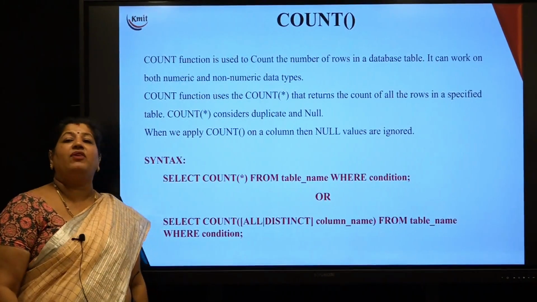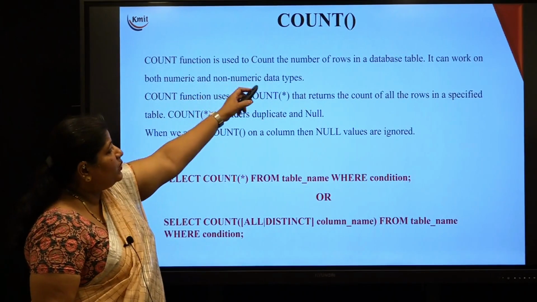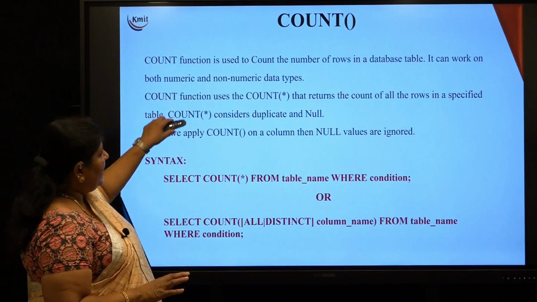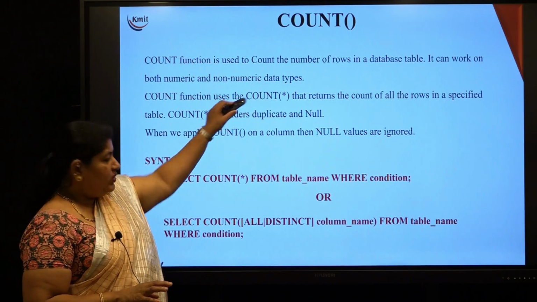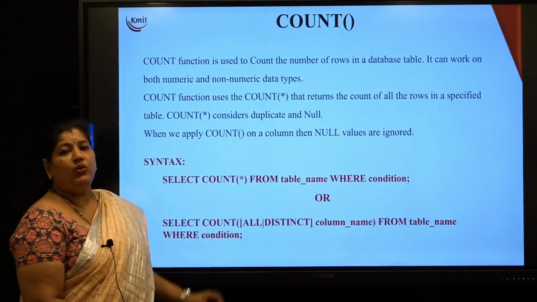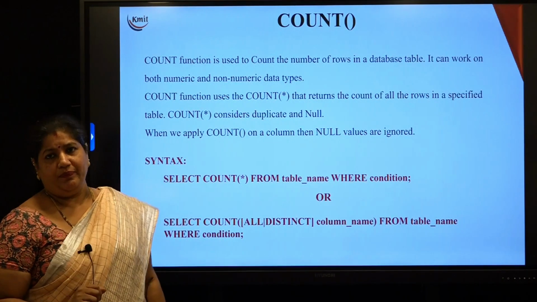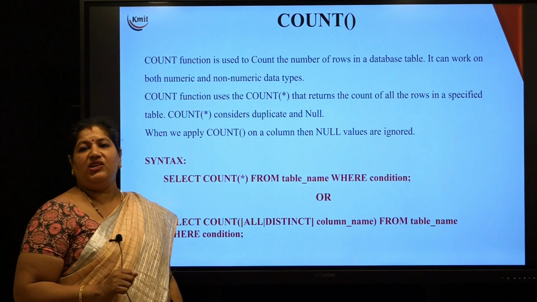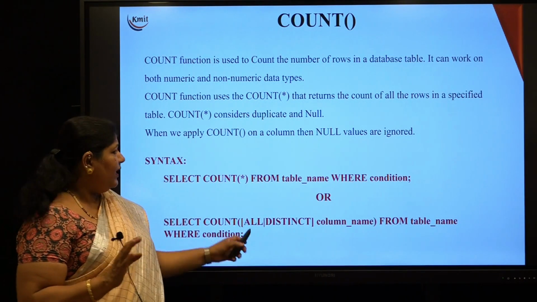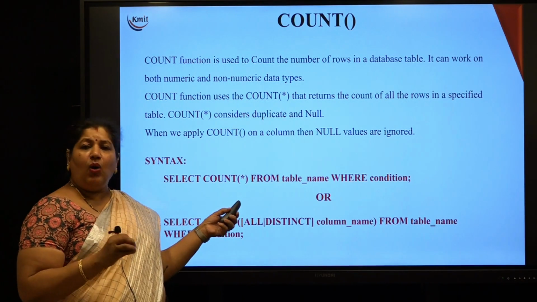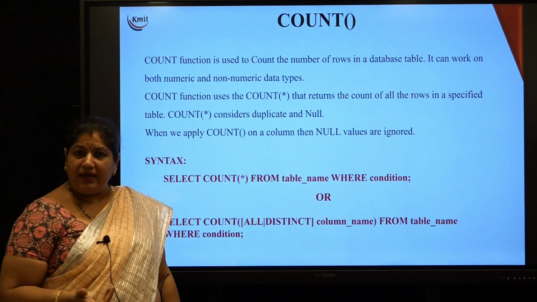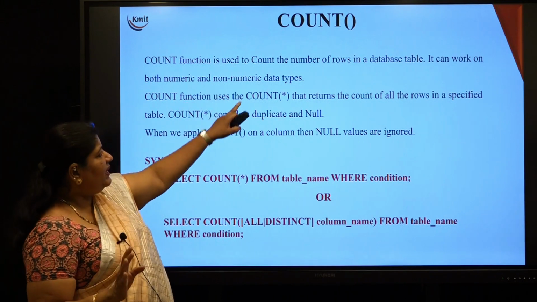First, I said we have count. Count is basically used to count the number of rows in a database table. Now, there are 2 variations to count. One is count star, the other is count on a particular column. When I say count star from table name where condition, I may put it as count star from table name where department number equal to 10. Examples, okay.